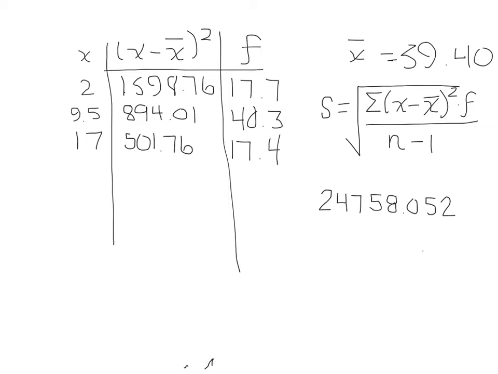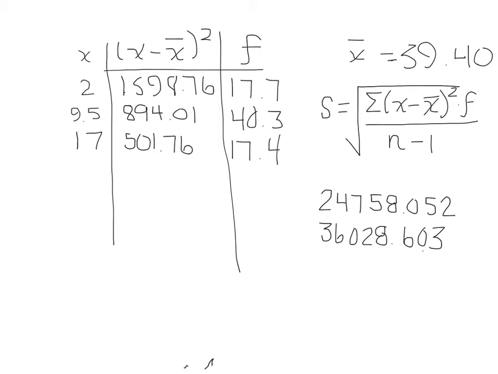I have to do that for every single value in my table. So I have to take the next squared deviation of 894.01 and multiply by its frequency of 40.3, and I get 36,028.603. And so on for all other values in my table. Now, if I have a graphing calculator, I can do this a little bit more efficiently, but if I don't, it still can be done by hand.